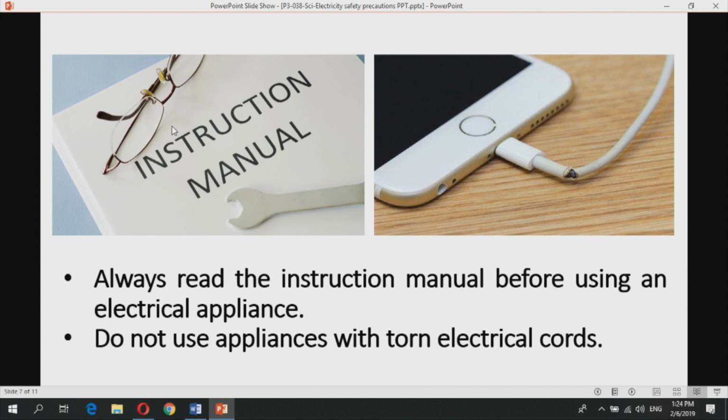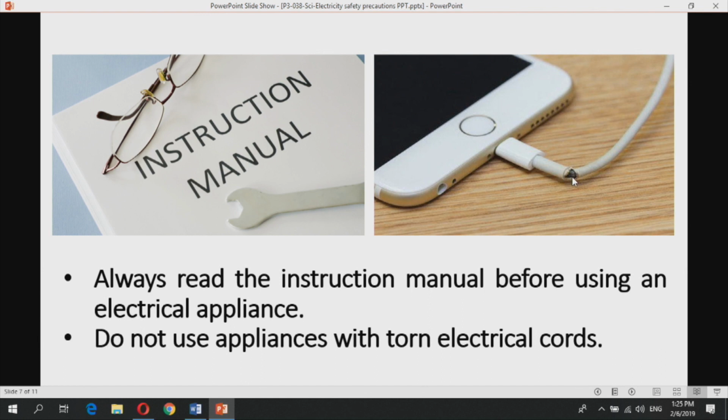Here's some ways we can take precautions. Always read the instruction manual before using an electrical appliance. Yes, when you buy a new machine, like a telephone or a TV, you get a book with it that tells you how to use it. That's called the instruction manual. And that's what we should read before we use it, so we know what to do.